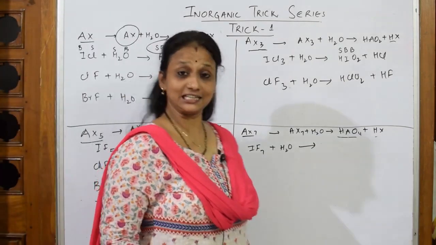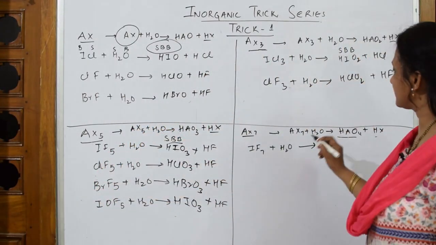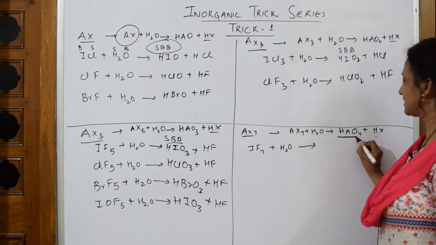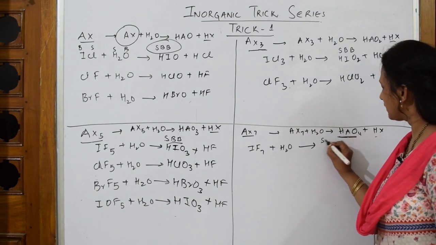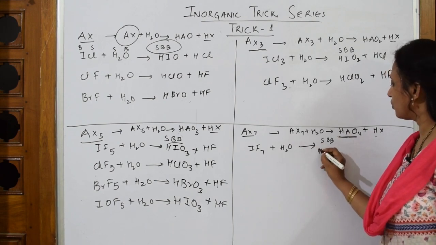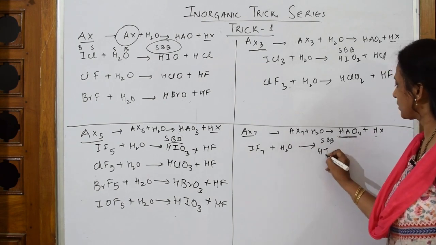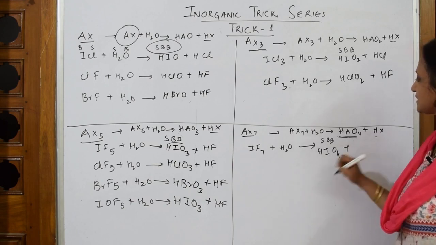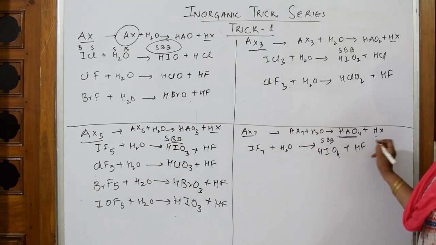Now, when we come back and see the last reaction, that is AX7. What did we say? In AX7, the compound formed is HAO4. Let us write. So again, apply the formula SBB. Now, H, a smaller atom, is here. What is the bigger atom in these two? I. What is this oxygen? 4. What is left out now? HF is left out. Done, isn't it?